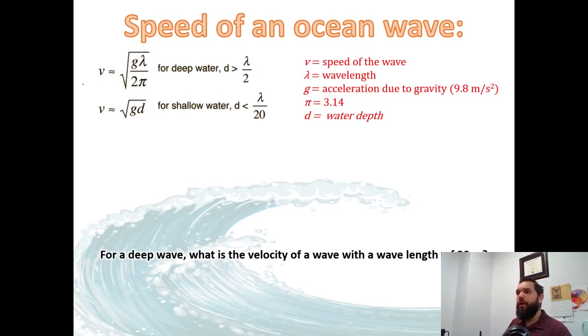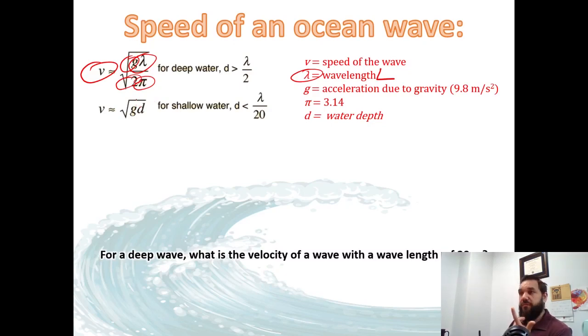All right, so for a deep water wave, what is the velocity of the wave? The velocity of the wave, how fast the wave moves, is given by v equals the square root of g, which is the acceleration due to gravity, 9.8 meters per second squared, times the wavelength. Sometimes I use L for wavelength, sometimes I use lambda, the Greek letter for L. Lambda divided by 2 pi. That will give you the velocity in meters per second of your deep water wave.